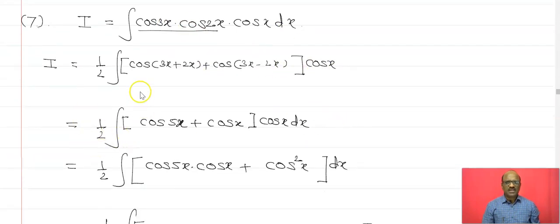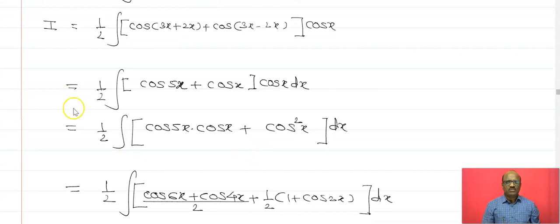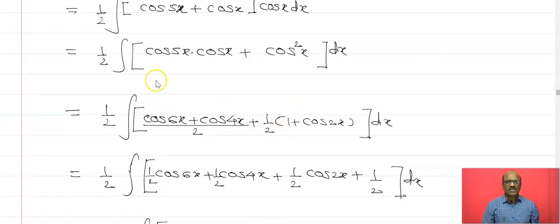In the next step, that is 1 upon 2 integral (cos 5x + cos x) cos x dx. Now what is here? That is 1 upon 2 integral of cos 5x into cos x plus cos square x dx. Now next is 1 upon 2. Here is cos 5x into cos x. Now again we apply the formula.